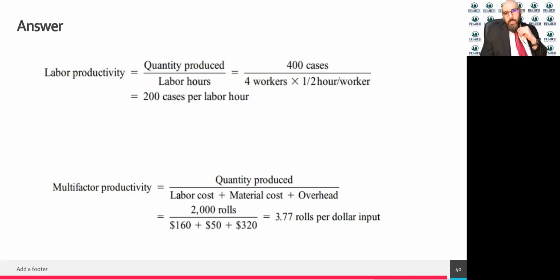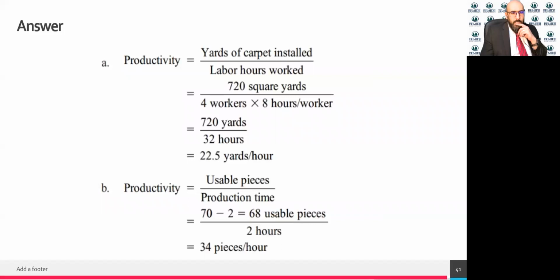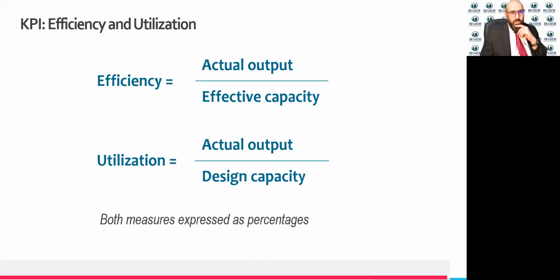All right, now moving into a different kind of KPI we will be using, which is efficiency and utilization. Both are expressed as a percentage. Efficiency is the actual output divided by the effective capacity, versus the utilization, which is actual output divided by the design capacity. So utilization is based on the design capacity, and efficiency is based on the effective capacity.